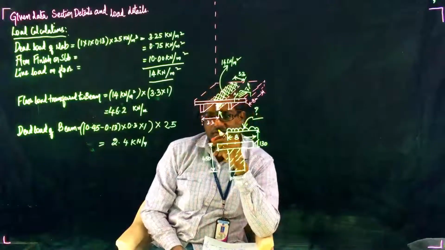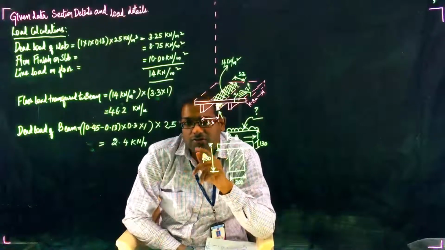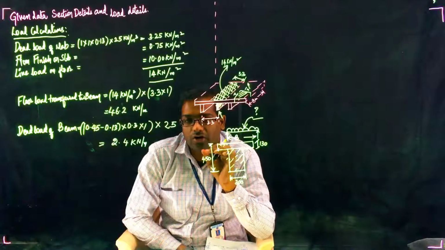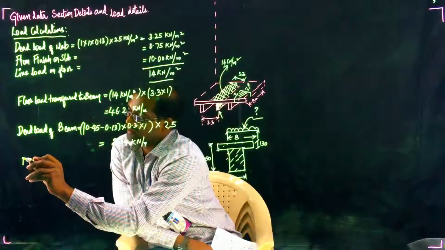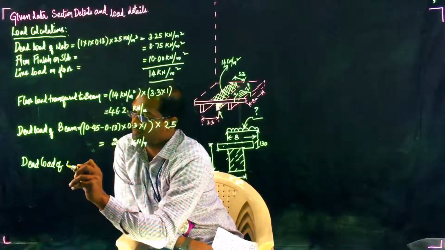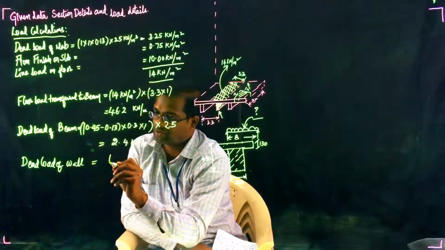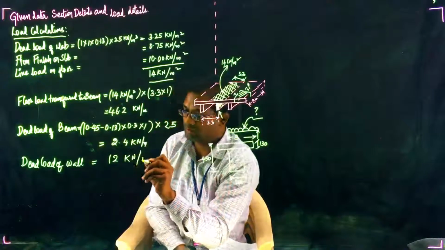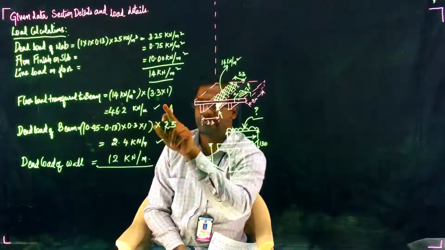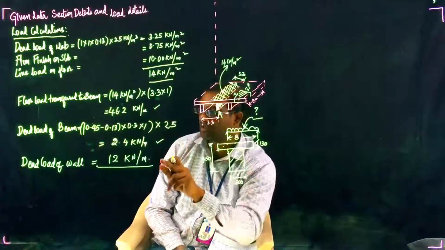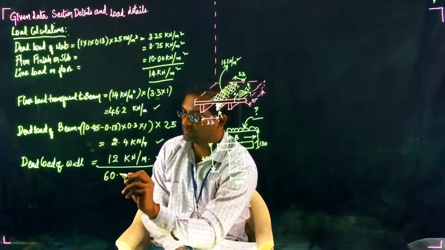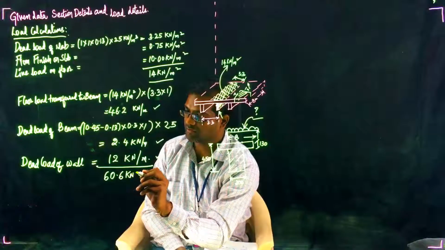And in the question, it is also given to you the load of wall. So the dead load of wall is given as 12 kilonewton per meter, which is from the slab. You have the dead load of beam and the dead load of wall, and if you add them up, you will get a value of 60.6 kilonewton per meter.